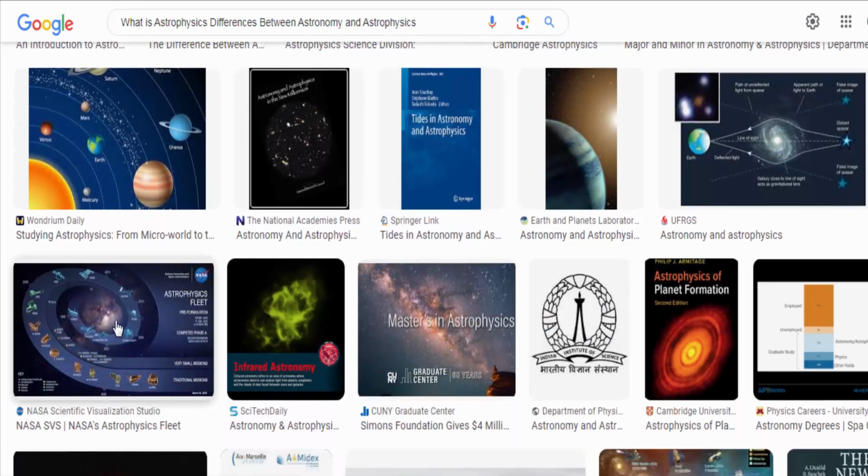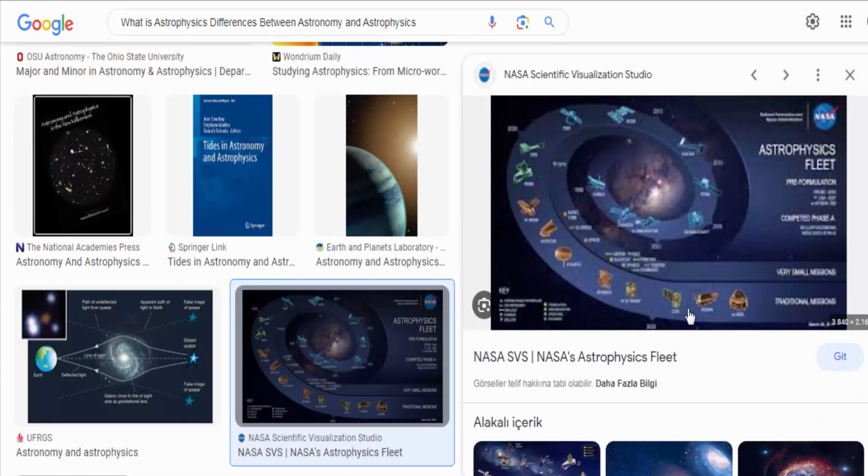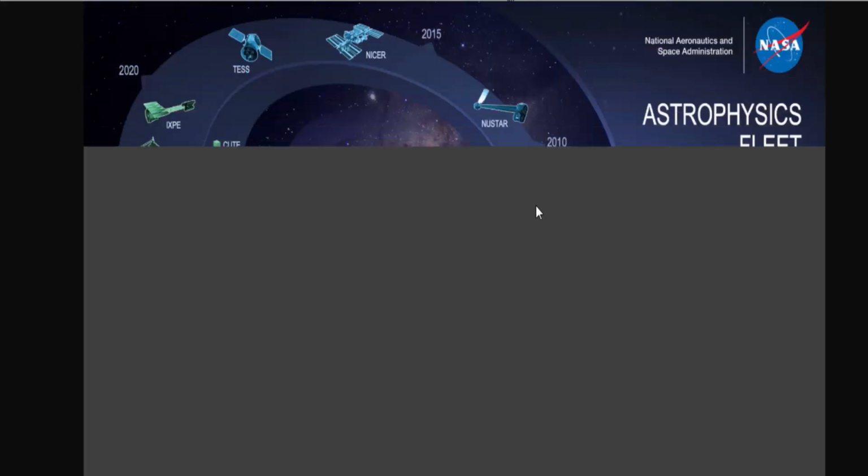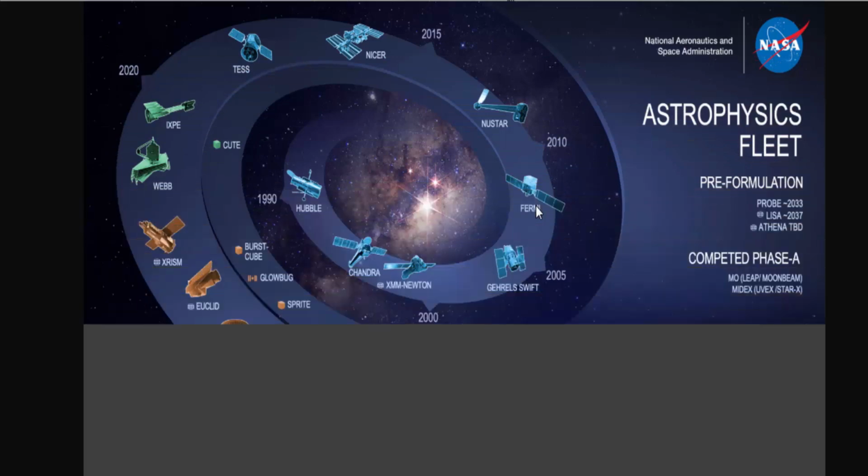In practice, the boundaries between astronomy and astrophysics are not always rigidly defined, and many scientists work in both fields. The terms are often used interchangeably, and the distinction between them can vary depending on the context and the individual researcher's interests and background.